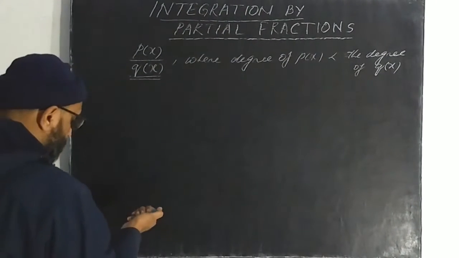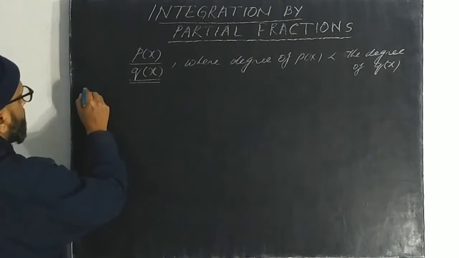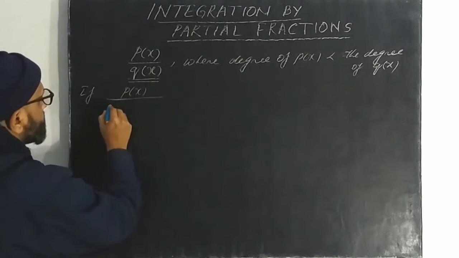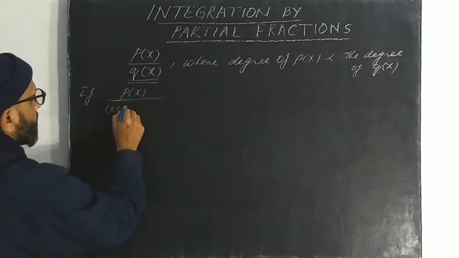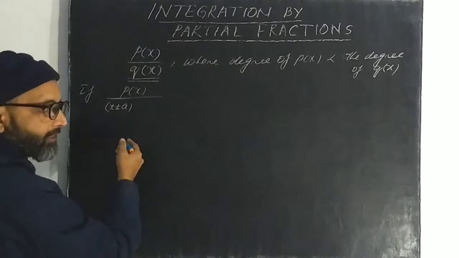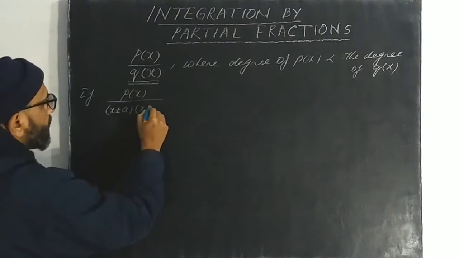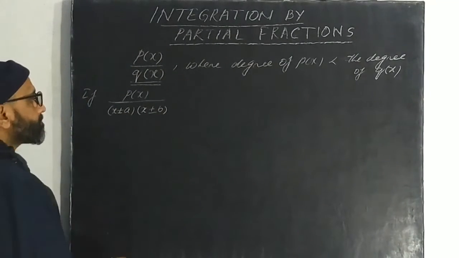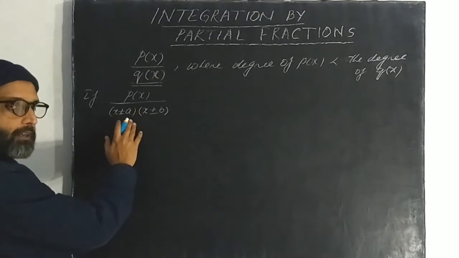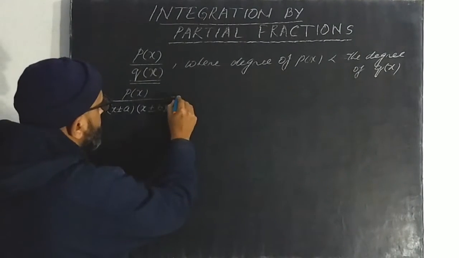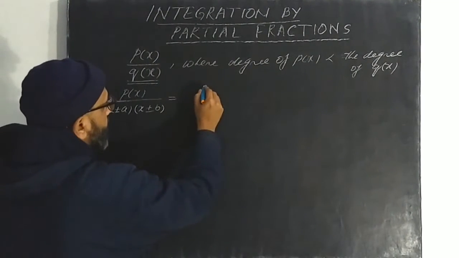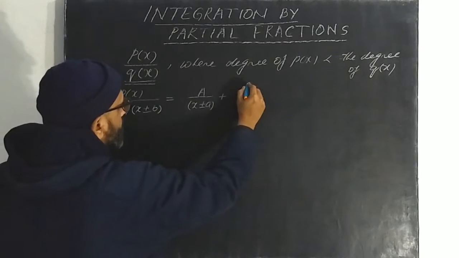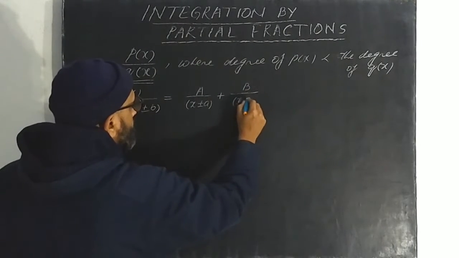So the algorithm is: if the integrand is P(x) upon Q(x), and Q(x) is given as (x plus or minus a) into (x plus or minus b), meaning there may be x plus something or x minus something, only two or three or more linear binomials given in the denominator, then we assume this expression as A upon (x plus or minus a) plus B upon (x plus or minus b).